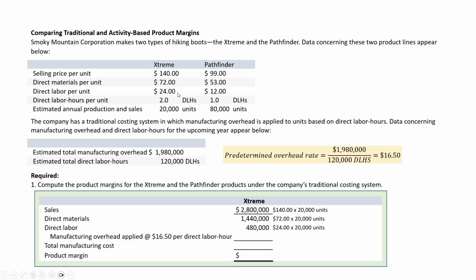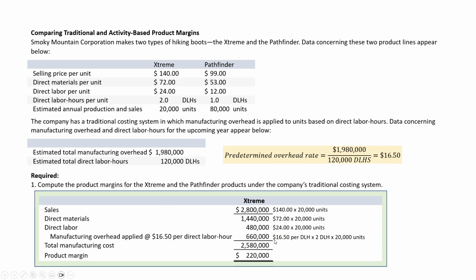Direct labor is given to us per unit, not per hour, so I'll note that. 20,000 units times $24 per unit is $480,000 in direct labor. We need to apply the manufacturing overhead based upon direct labor hours. Every single unit takes 2 hours, and there are 20,000 units, which would be 40,000 hours altogether. Multiply that times our predetermined overhead rate of $16.50, and we will apply $660,000 of manufacturing overhead to Extreme.